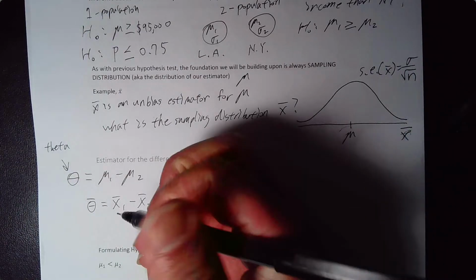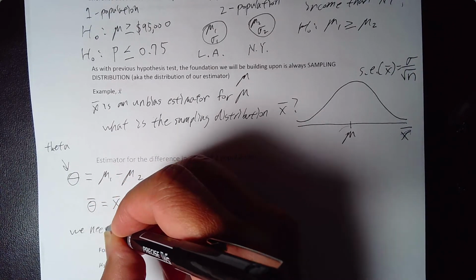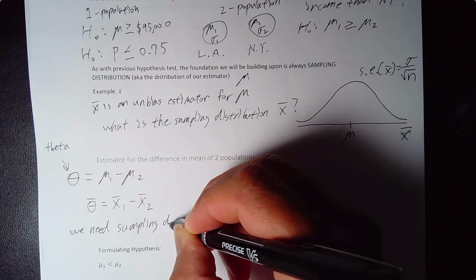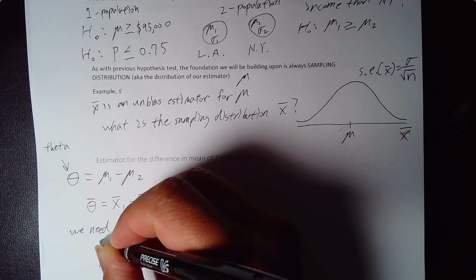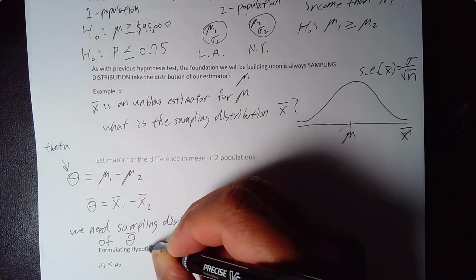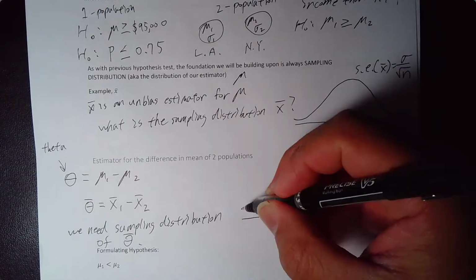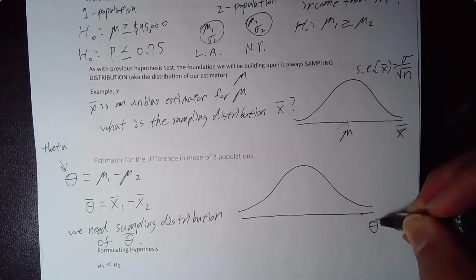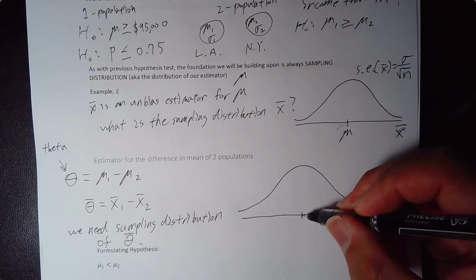Now what we need is the sampling distribution of theta bar. What we need to know is, is theta bar normally distributed? And if it is, under what condition can we state that it's normally distributed? What is the center of theta bar?